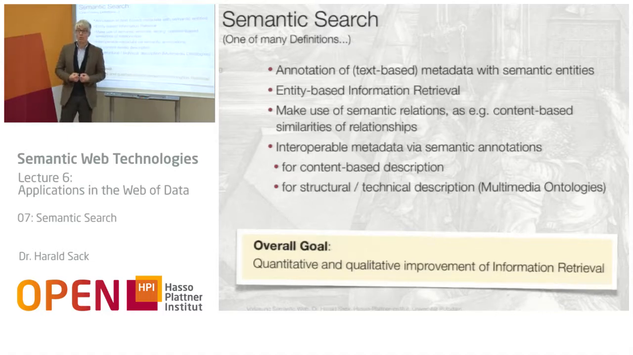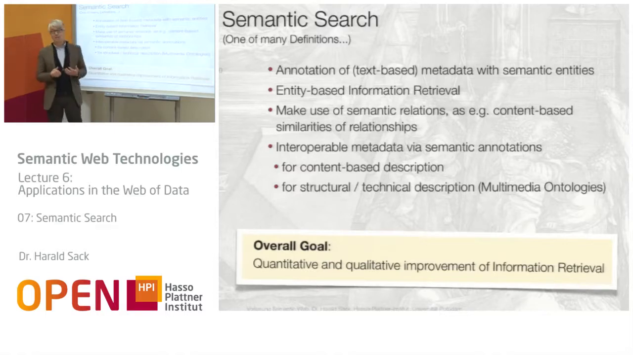What we can do furthermore is make use of semantic relationships. So content-based similarities, for example, can make sense. I can also give back not only exactly matching results, but results that are somehow related or somehow similar to my query. And then, of course, this metadata via semantic annotations is interoperable. And I can use this for content-based description and also for structural technical descriptions.